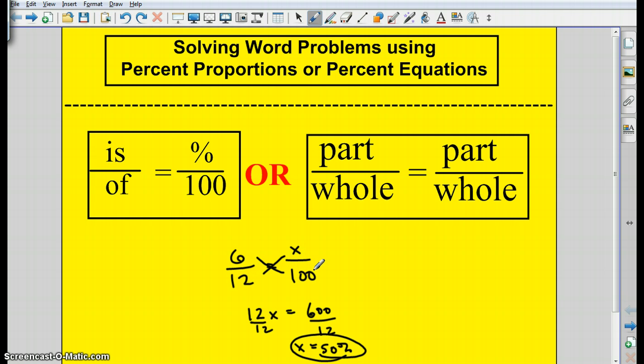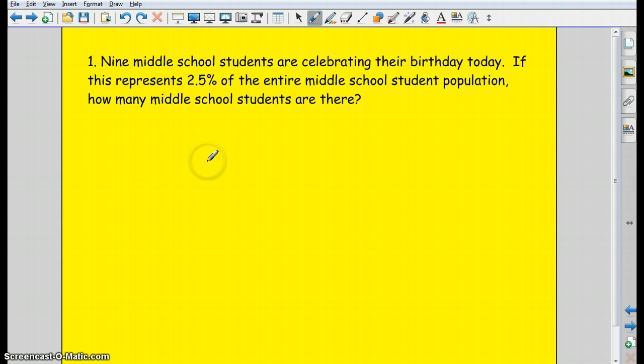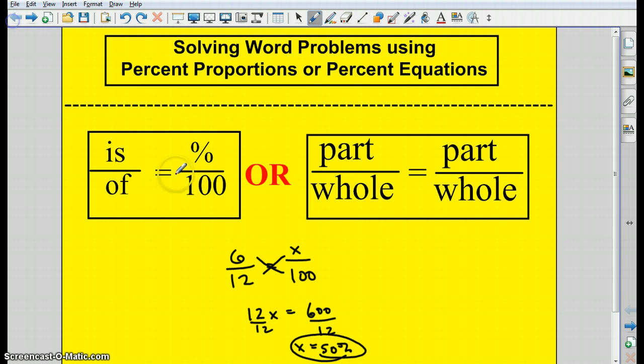Now, let's go ahead and move on to word problems. So our first word problem says this. 9 middle school students are celebrating their birthday today. If this represents 2.5% of the entire middle school student population, how many middle school students are there? Well, anytime you start a word problem, you immediately have to ask yourself, what are we looking for? If you go back to the first slide, are we looking for the part? Or are we looking for the whole? Are we looking for a percent? Or are we looking for something out of 100?